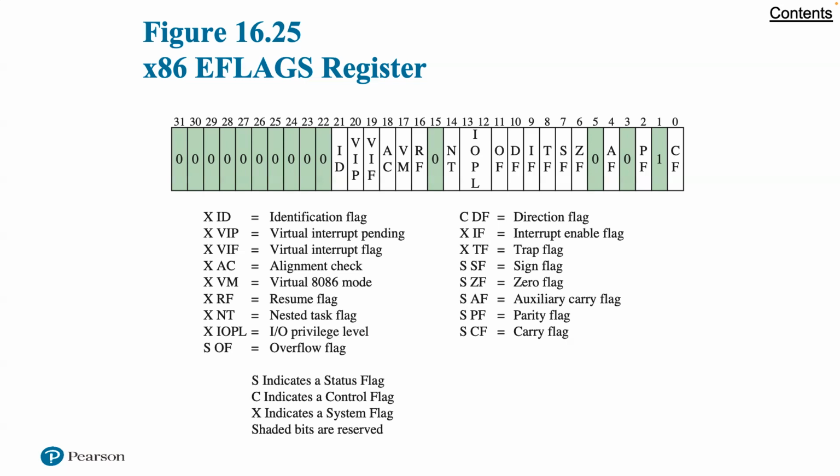And then we have the identification flag. If this bit can be set and cleared, then the processor supports the processor ID instruction. This instruction provides information about the vendor, family, and model.